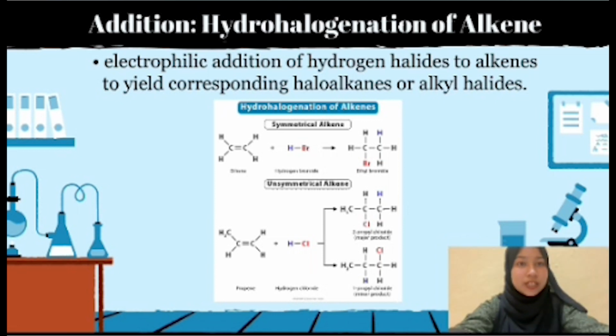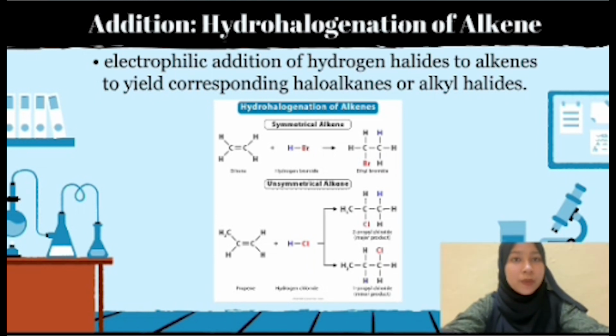For hydrohalogenation reaction in unsymmetrical alkenes, there is more potential to produce two regioisomers, and in many cases, one regioisomer will be higher in proportion than the other one. For example, propene reacts with hydrogen chloride to produce 2-propyl chloride as the major product and 1-propyl chloride as the minor product.